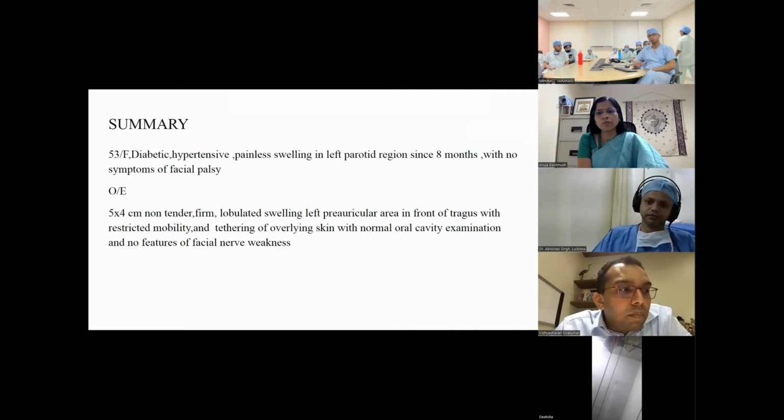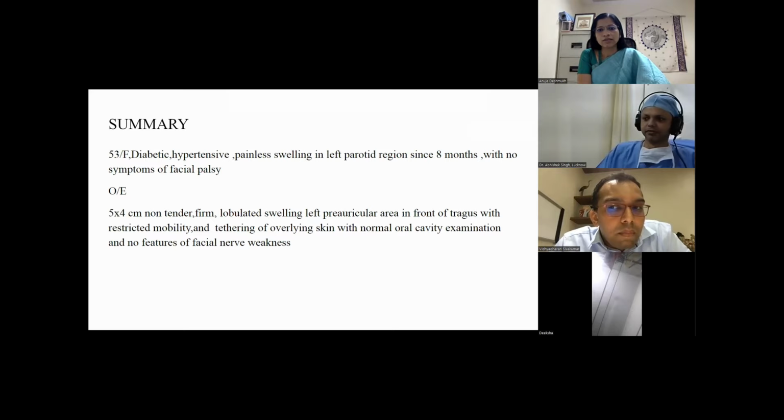You get to know your anatomy, the extent of the tumor, the fixity, the structures, the perineural spread, everything, and you will have it available with you, which is not the case with ultrasonography. It will be operator dependent.